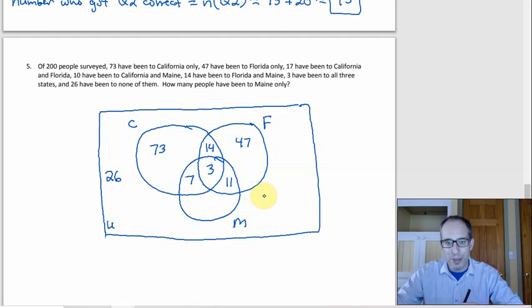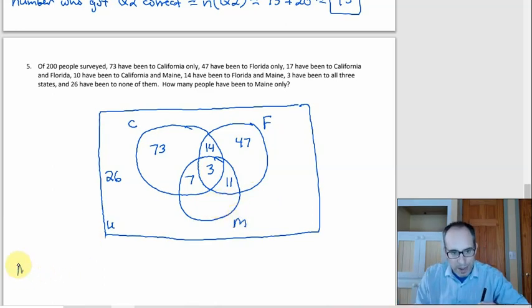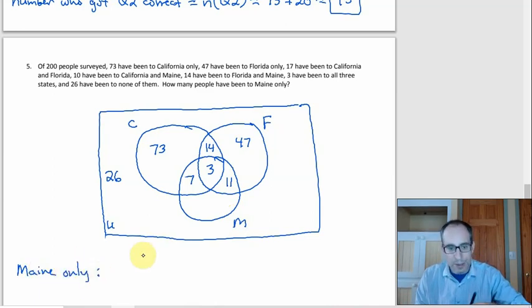All right. Then lastly, we're trying to get this piece, and that's the only part that's missing right now. So for Maine only, we know there are 200 total, right? Because it says of 200 people surveyed. And then we've got to subtract everything out.